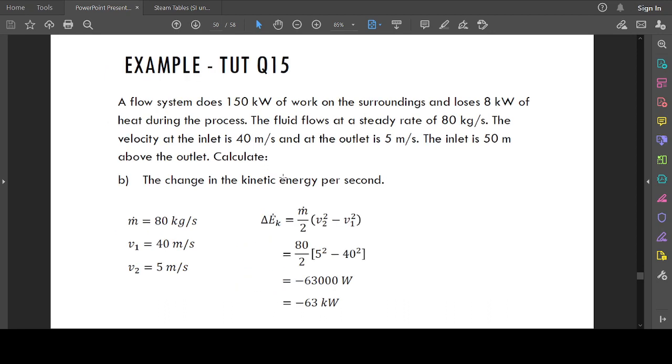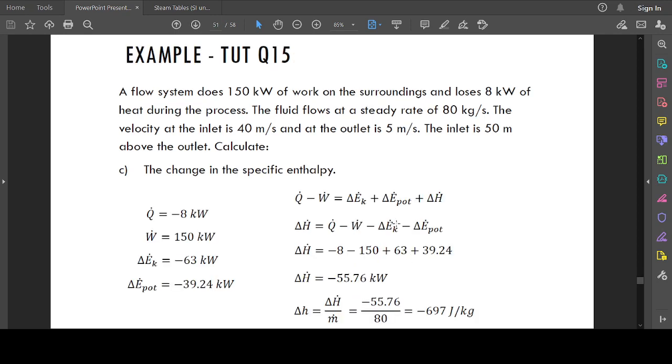We do the same thing for kinetic energy using the formula mass flow rate times 1 over 2 times the change in velocities squared. Then we know the values from here. So the inlet is 40 meter per second and the outlet is 5 meter per second, and we plug those in with the mass flow rate and we arrive at 63 kilowatt.